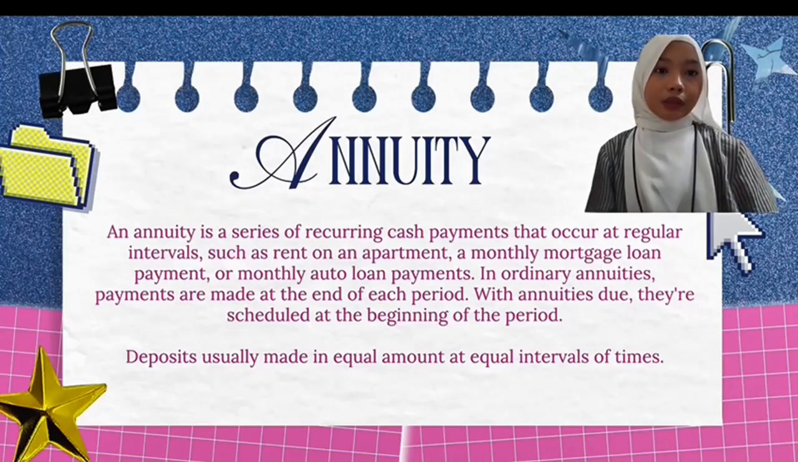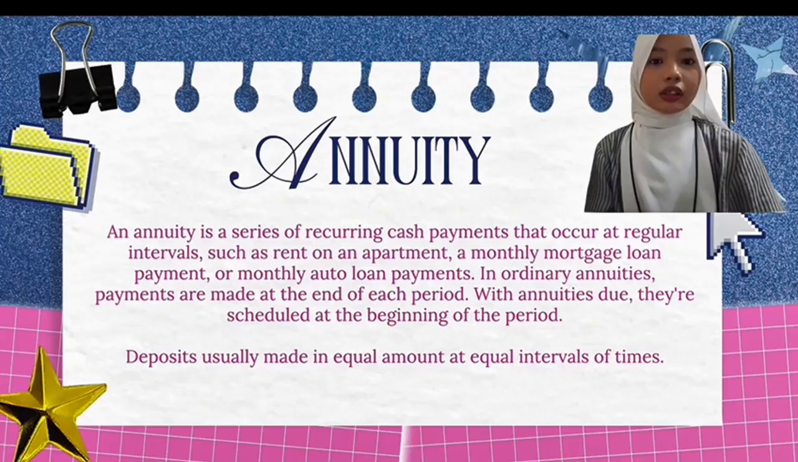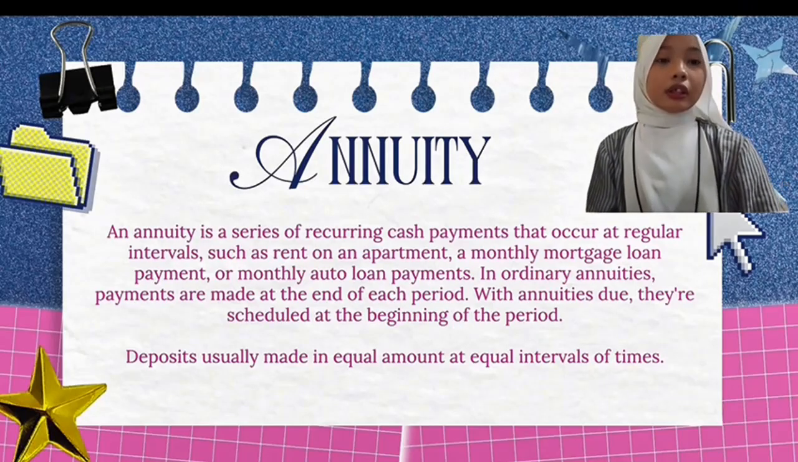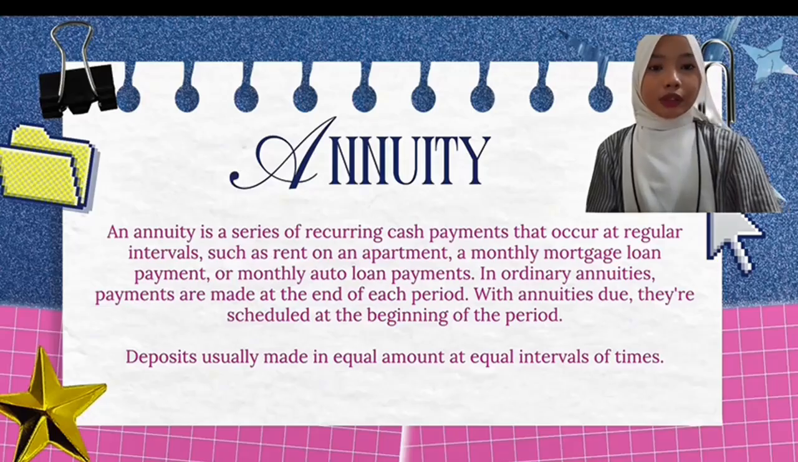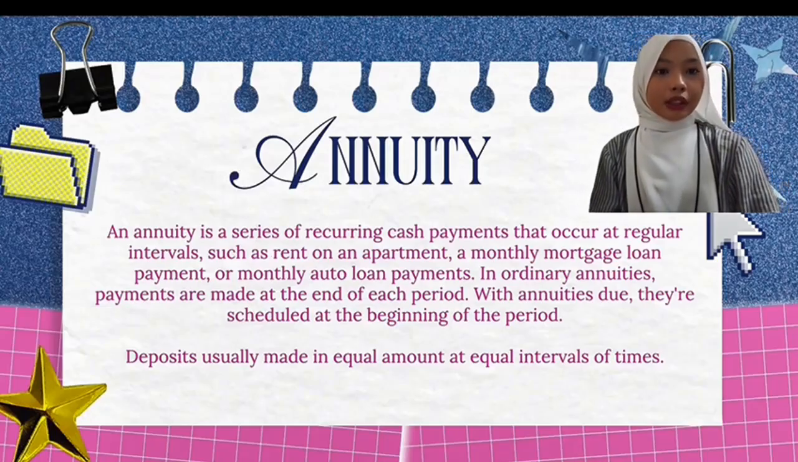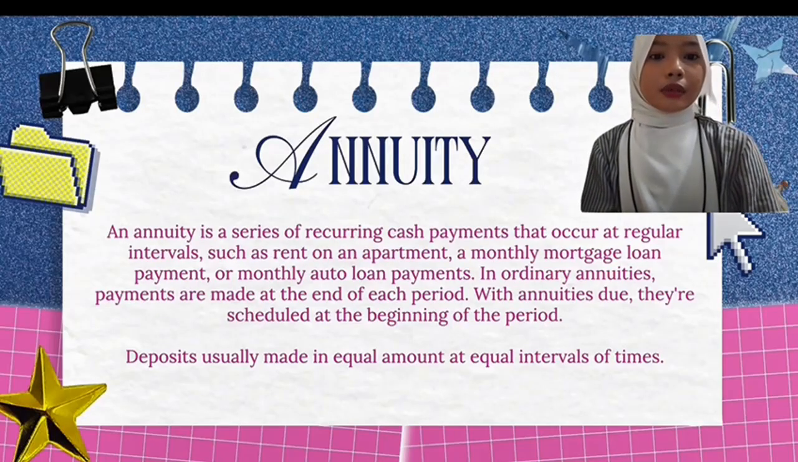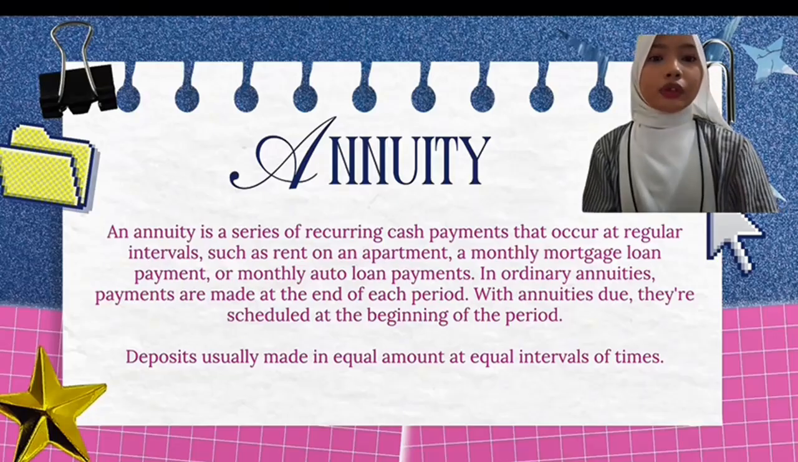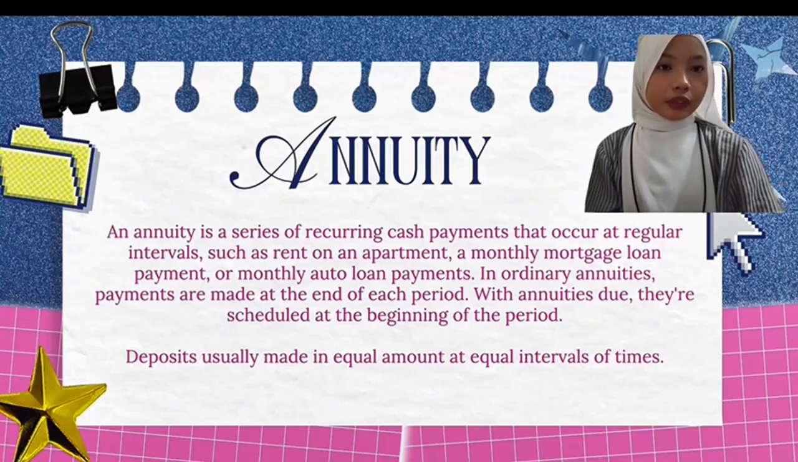So next, I'll be explaining about an annuity. An annuity is a series of recurring cash payments that occur at regular intervals, such as rent on an apartment, a monthly mortgage loan payment, or monthly auto loan payments. In ordinary annuities, payments are made at the end of each period. With annuities due, they are scheduled at the beginning of the period. Deposits are usually made in equal amounts at equal intervals of time.